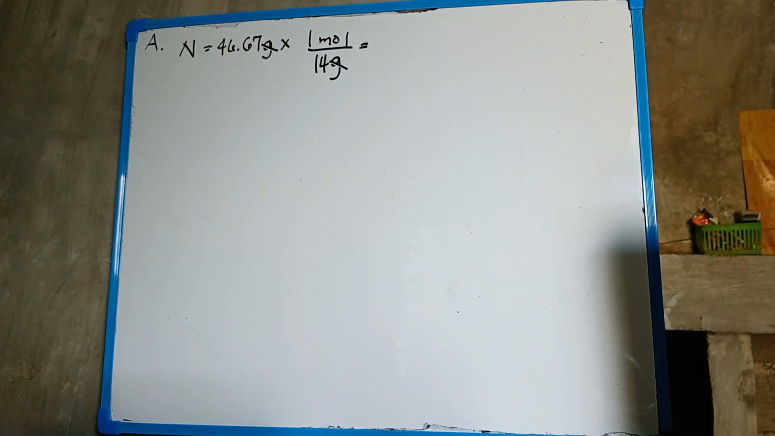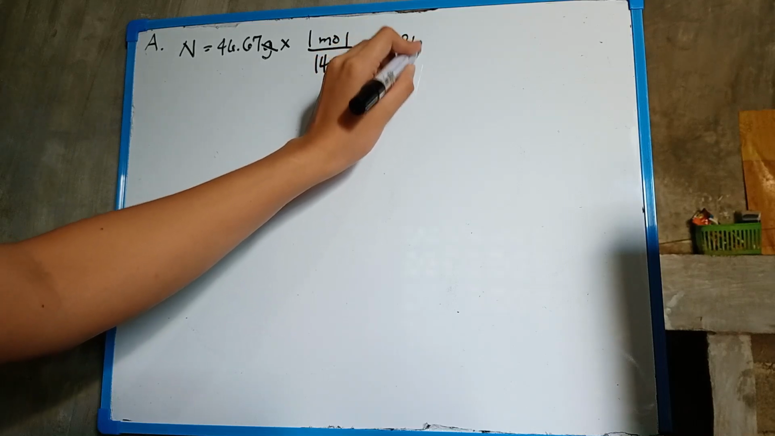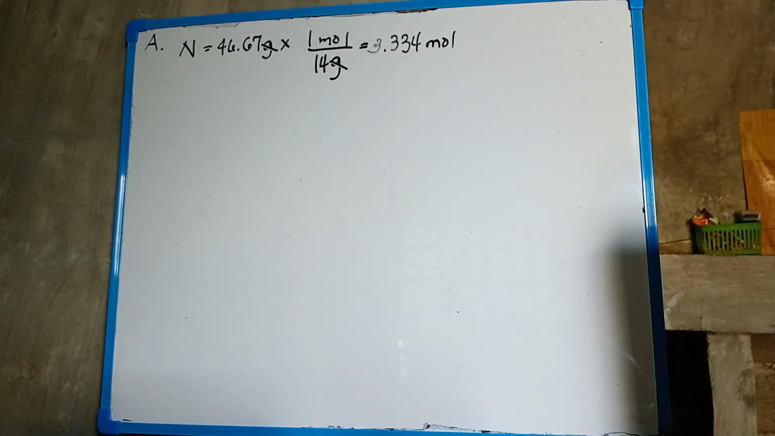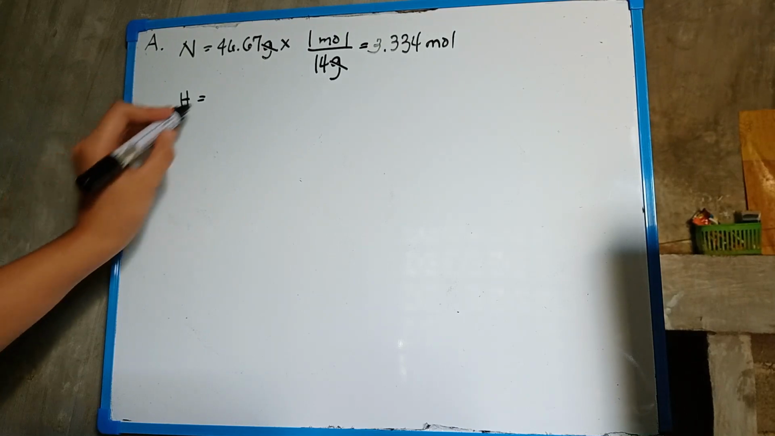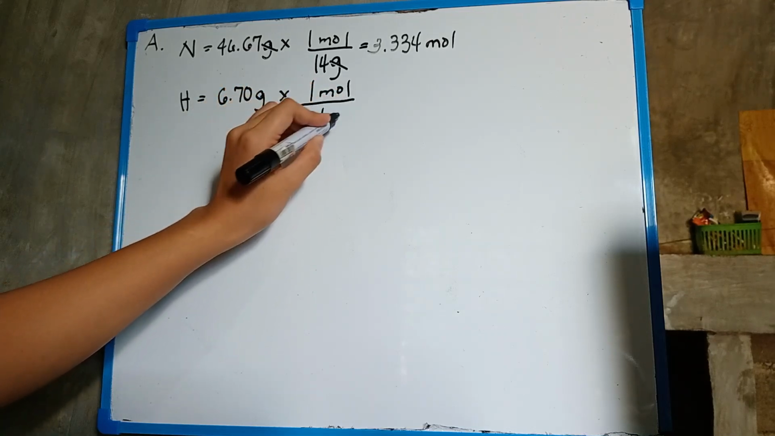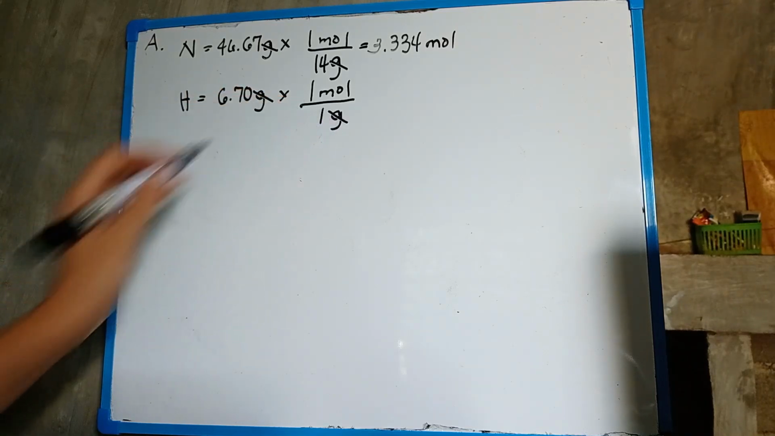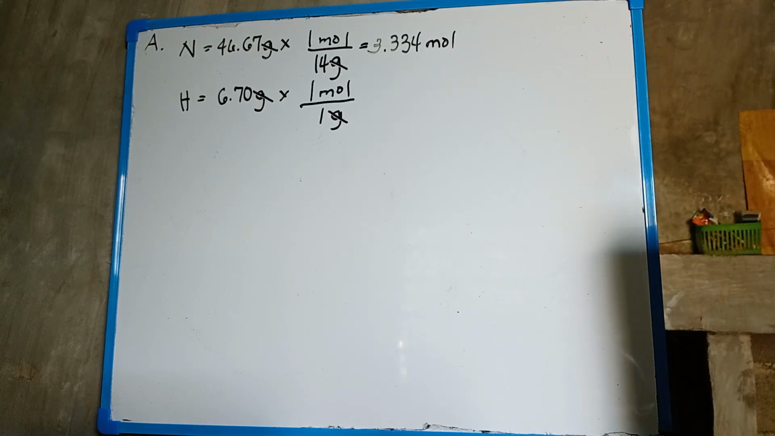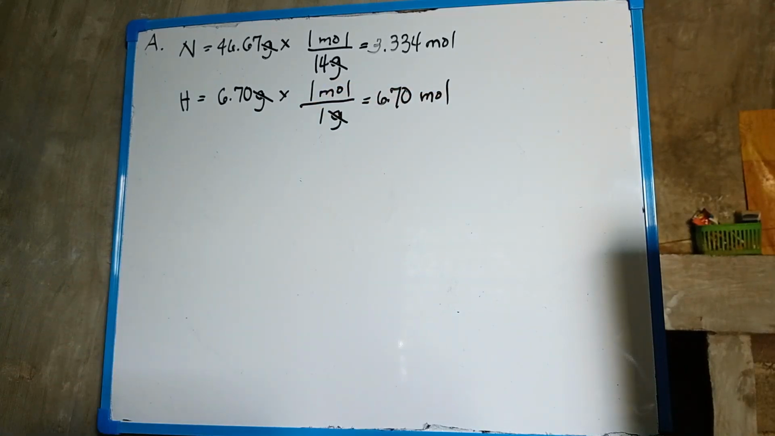First we have the nitrogen: 46.67 grams times 1 mole over 14 grams. 46.67 divided by 14 is equivalent to 3.334 moles. That is now the moles of our nitrogen. Next we have hydrogen: 6.70 grams times 1 mole over 1 gram. As you know, hydrogen is the lightest element in the periodic table. The grams cancel, so it is equivalent to 6.70 moles. Always remember that the molar mass of each element is found in the periodic table of elements.